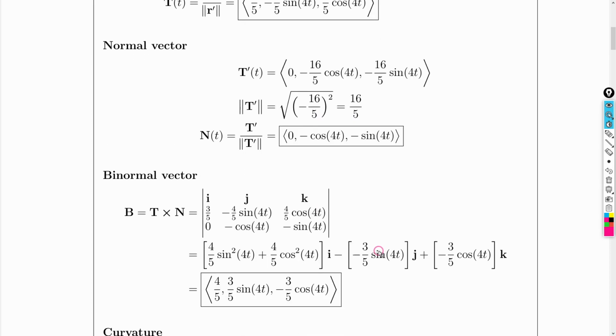And then for the binormal vector, you have this formula, tangent vector cross the normal vector. So then you would set up the determinant expression, because that's how you compute a cross product. You insert the vectors in order, so t is the second row, and n is the third row. And then you go ahead and compute the cross product.